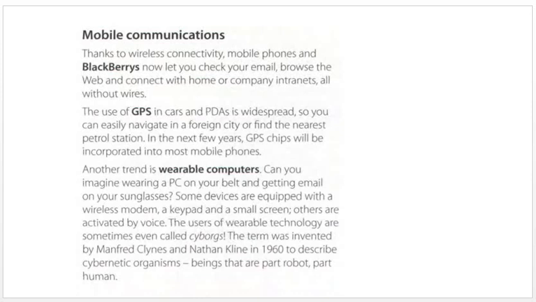Mobile communication. Thanks to wireless connectivity, mobile phones and BlackBerrys now let you check your email, browse the web, and connect with your home or company intranet, all without wires. The use of GPS in cars and PDAs is widespread, so you can easily navigate in a foreign city or find the nearest petrol station. In the next few years, GPS chips will be incorporated into most mobile phones.